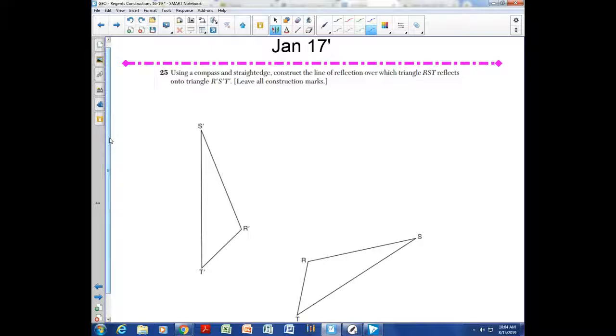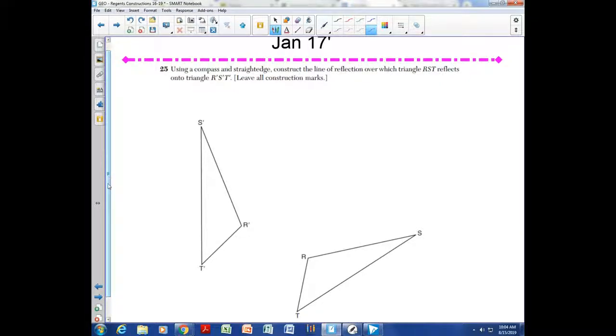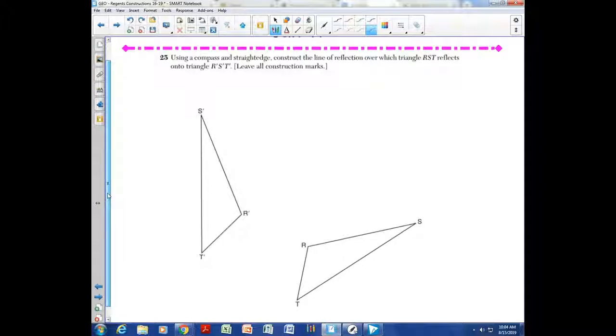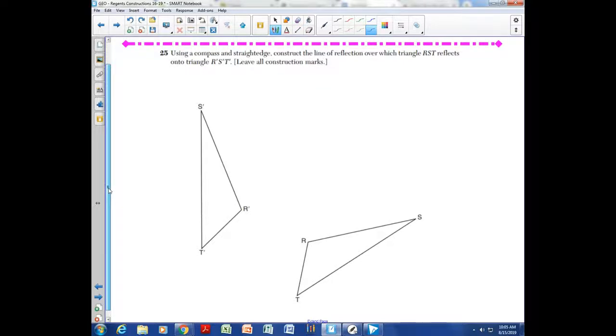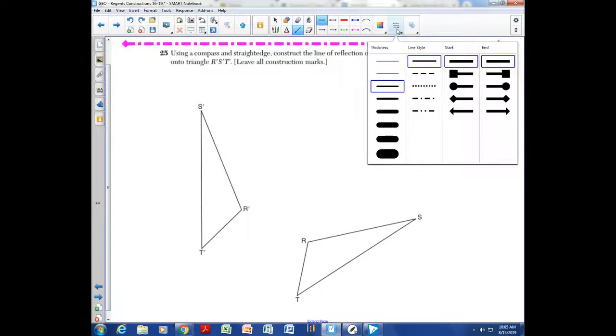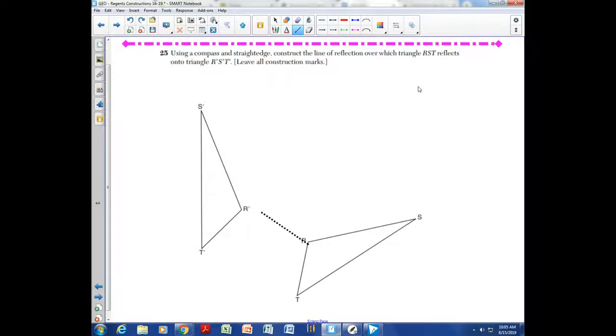So to simplify this, you could choose any pair of original points and its prime. I see that R and R prime are the closest, so I'm going to use those. And I'm going to reverse engineer exactly what I just stated. I'm going to draw an imaginary line that connects them, so I'll put my straight edge down on R and R prime and connect them. And once I have that line, all I need to do is construct the perpendicular bisector of that line, and that will be my line of reflection.